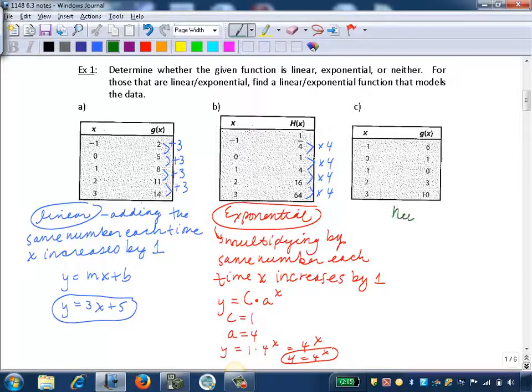So this is neither, and that's because there's no pattern in the g of x values.